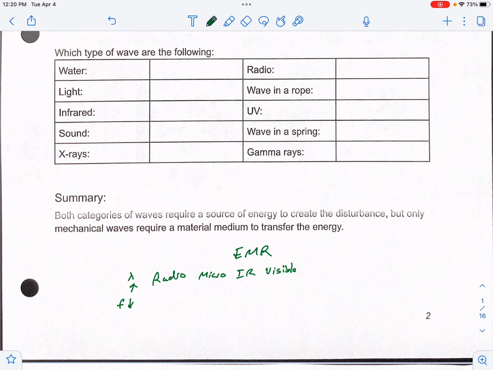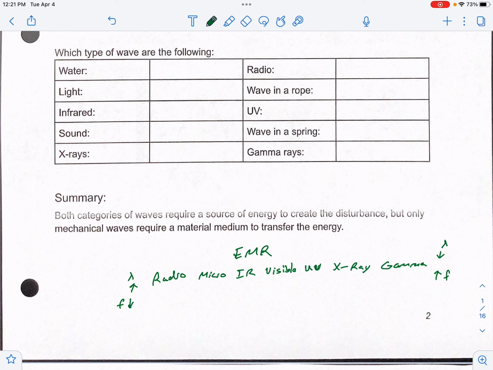Remember, those were your colors, your ROY G. BIV. Then we had UV light, then X-ray, and then gamma. At gamma, that was your very short wavelength but high frequency. That's what makes it damaging. The more waves you have in a second, the higher the frequency, which makes it more dangerous. That's why radio is not that bad, versus gamma, which would be pretty bad.